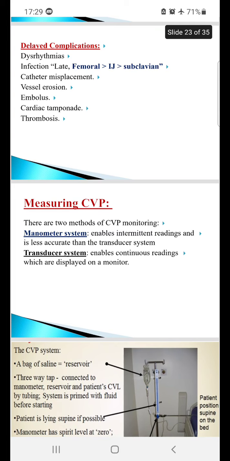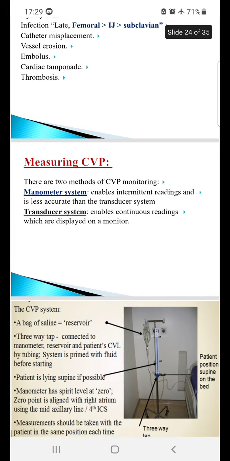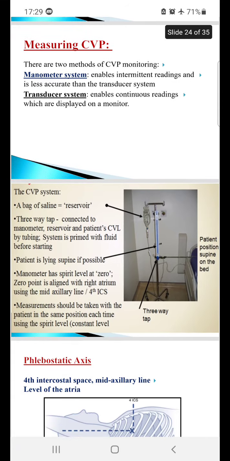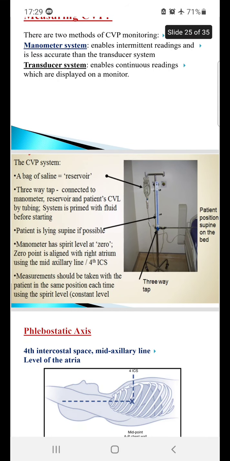How can we measure the CVP? We have two methods: either the manometer system, which allows intermittent reading and is less accurate than the transducer system, or the transducer system, which allows continuous reading on a monitor. The CVP system consists of a bag of saline, reservoir, 3-way tap connected to the manometer, reservoir and patient CVC by tubing. The system is primed with fluid before starting.